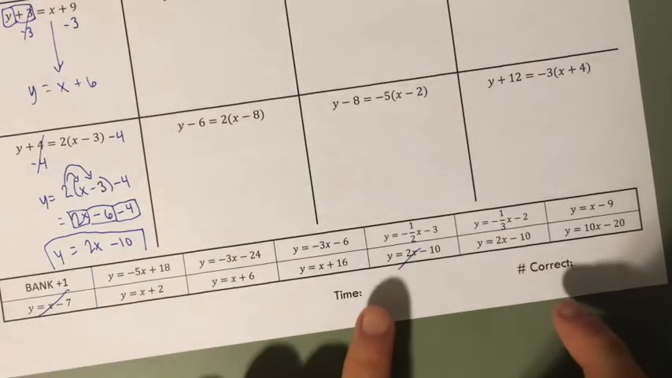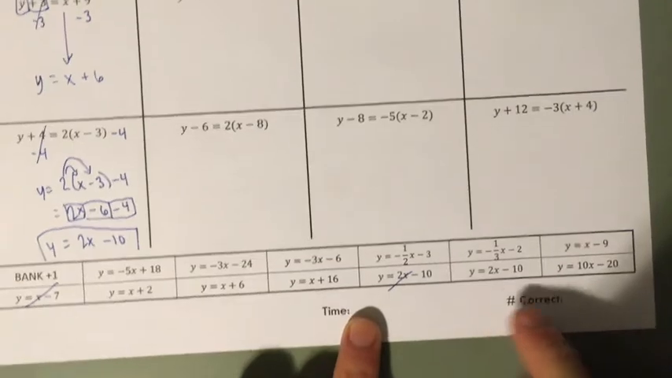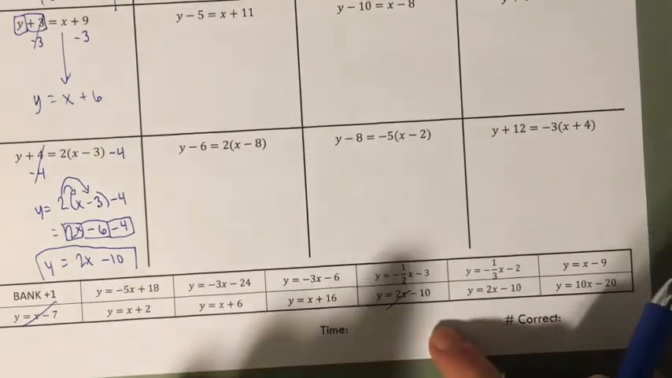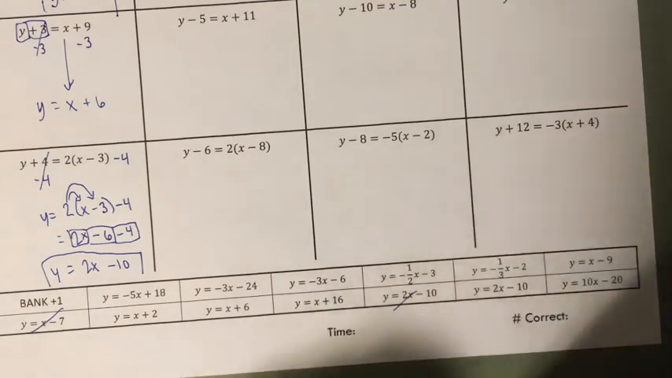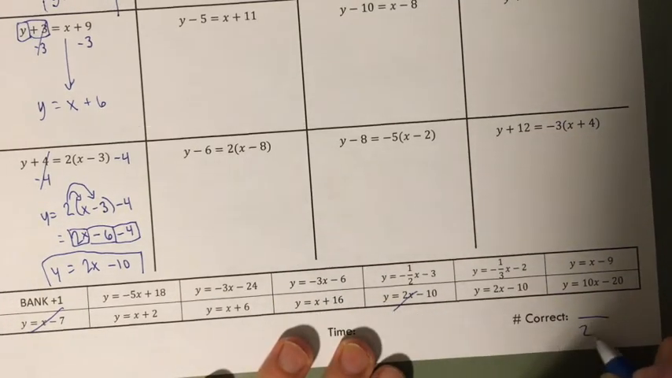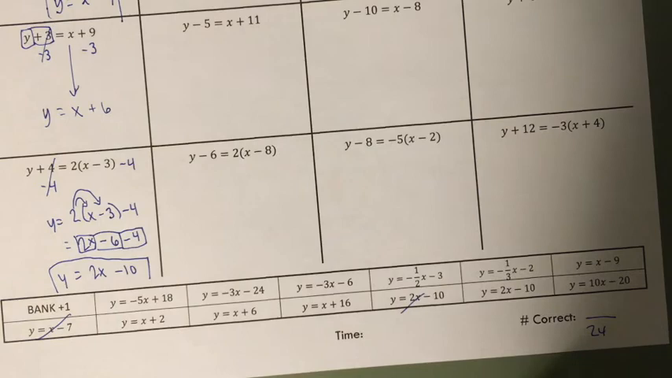If you notice at the bottom it says time and number correct. Time is something that we'll do in the future. So we'll actually take one of these and just time ourselves and see how many we can get done. Correct would be out of 24. How many did you get right?